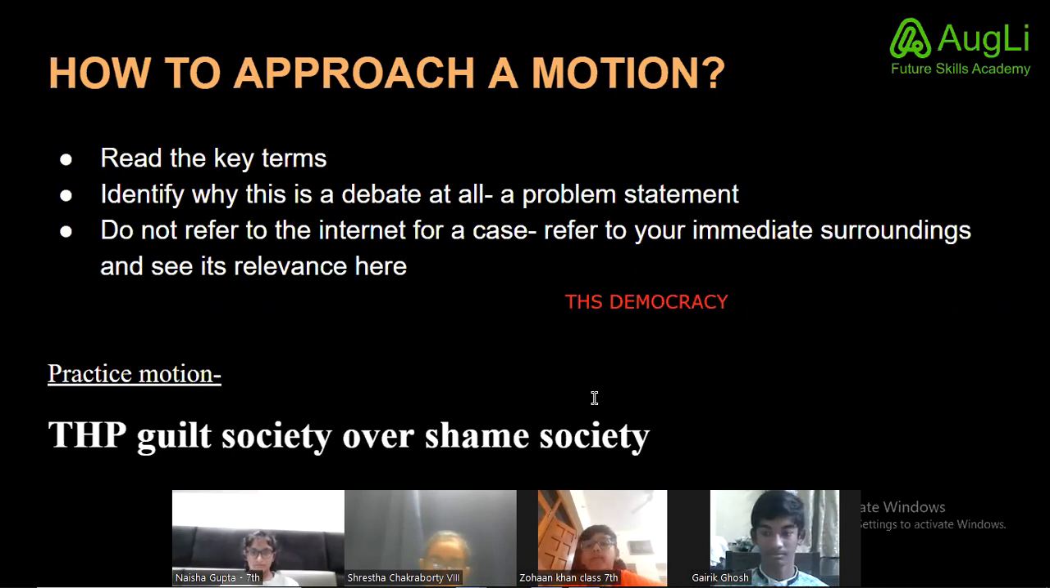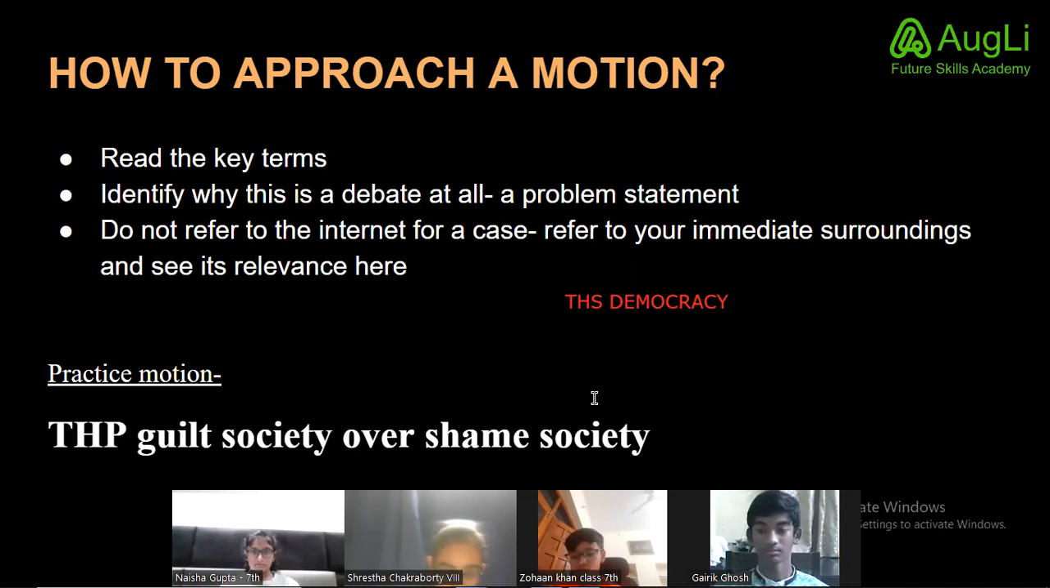Yes, ma'am. All right. And then find the problem in a particular motion. Like I said, any motion is a motion to be debated because there is a problem at the crux which you are seeking to solve. Now, this house supports democracy. What is the problem? You find the problem. Like, why would somebody not support democracy? There have to be some problems, right? Which maybe the other side will bring up.